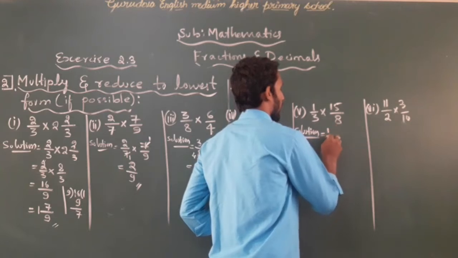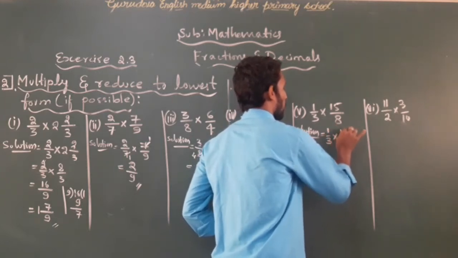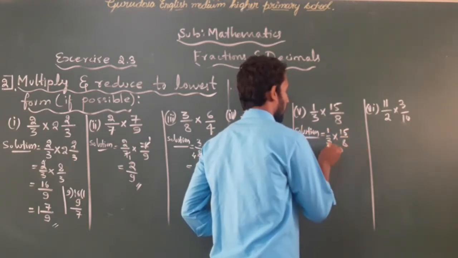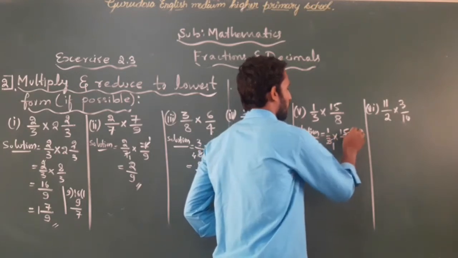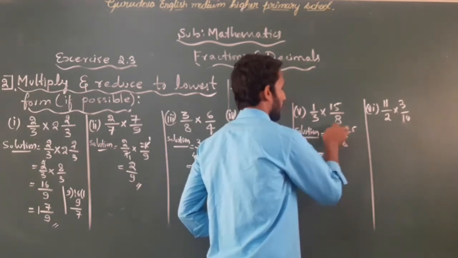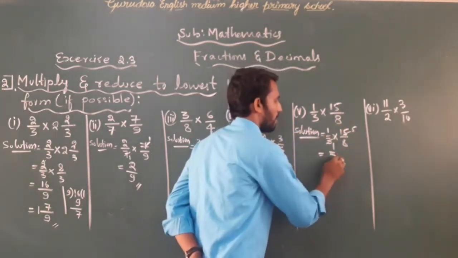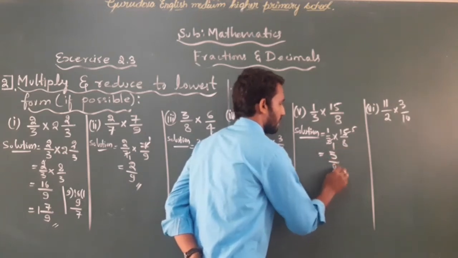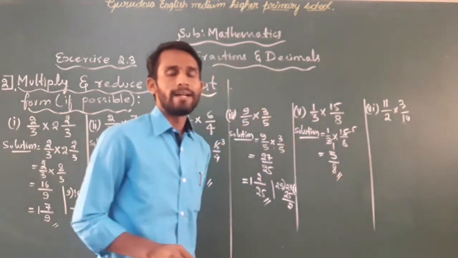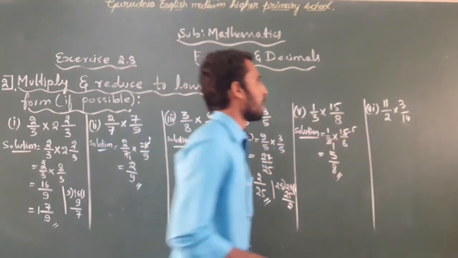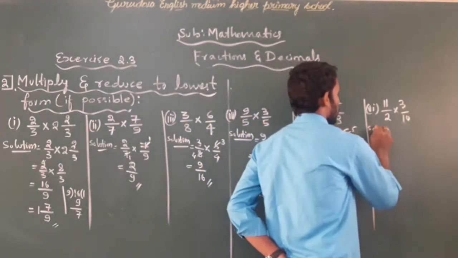Let us see the solution. 1 by 3 into 15 by 8. Now 3 1s are 3, 3 5s are 15. When we multiply, 5 into 1 is 5, and 8 into 1 is 8. This is the solution. Okay, dear student, next I am taking the sixth problem. Let us see the solution.